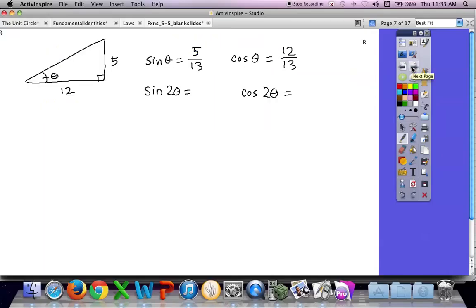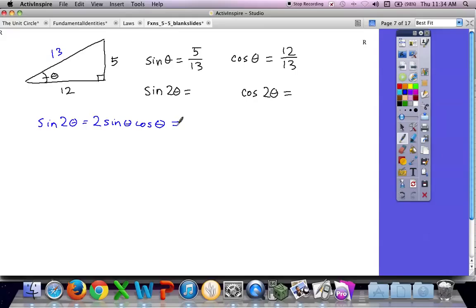Okay, next, find the sine of 2 theta and the cosine of 2 theta. We have a formula for the sine of 2 theta. That's what we're learning in this lesson. And the formula looks like this: the sine of 2 theta equals 2 sine theta cosine theta.